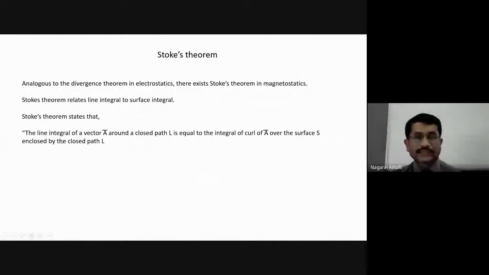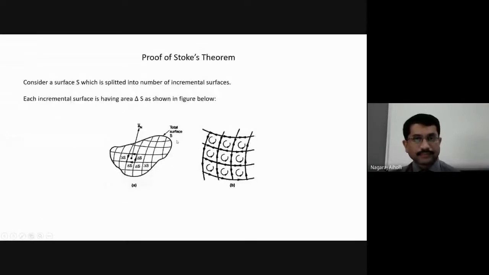Many times they have asked the proof of Stokes theorem in the examination. This is the statement of the Stokes theorem. Then next we have to prove it. Proof of Stokes theorem. Let us consider the surface. This is the surface that we are considering, which is split into a number of incremental surfaces delta S. Each incremental surface has area delta S as shown in this figure.